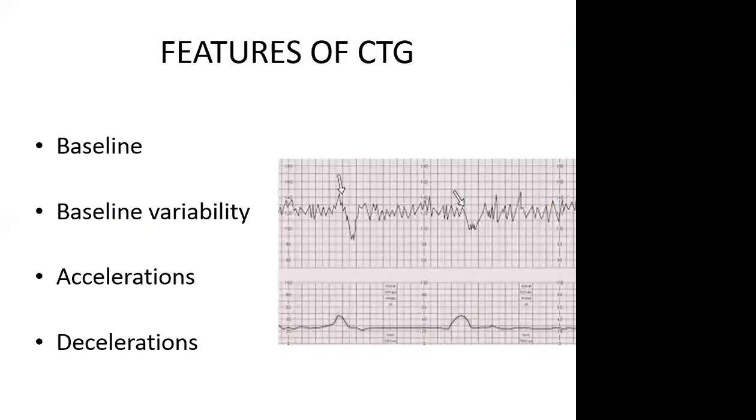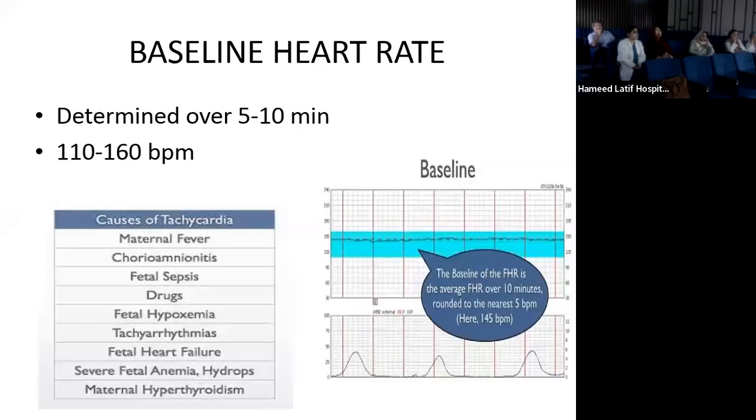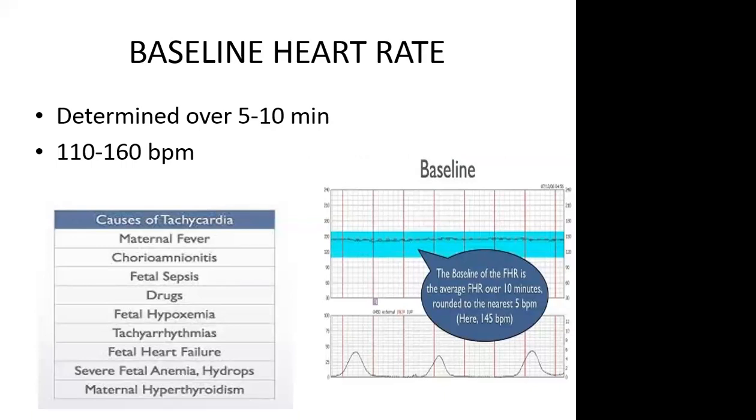There are a few features that define a CTG. These features include baseline, variability, accelerations, and decelerations. Baseline heart rate of a normal CTG ranges from 110 to 160 beats per minute, and it's determined over 5 to 10 minutes. If the rate increases above 160 beats per minute, it is known as fetal tachycardia, and if it decreases below 110, it's called fetal bradycardia.